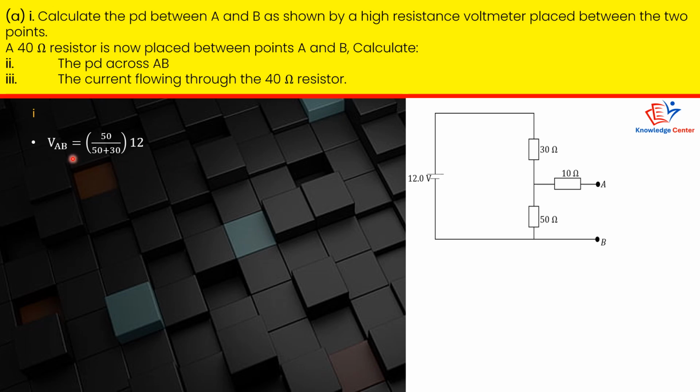Well, okay, this is not really right. Right here I'm trying to first of all get the voltage across the 50 ohm resistor using the potential divider rule. So this AB here is not accurate. Is that okay? So this is V across the 50 ohm resistor. So you take 50 divided by 50 plus 30 multiplied by 12. That's the potential divider rule.